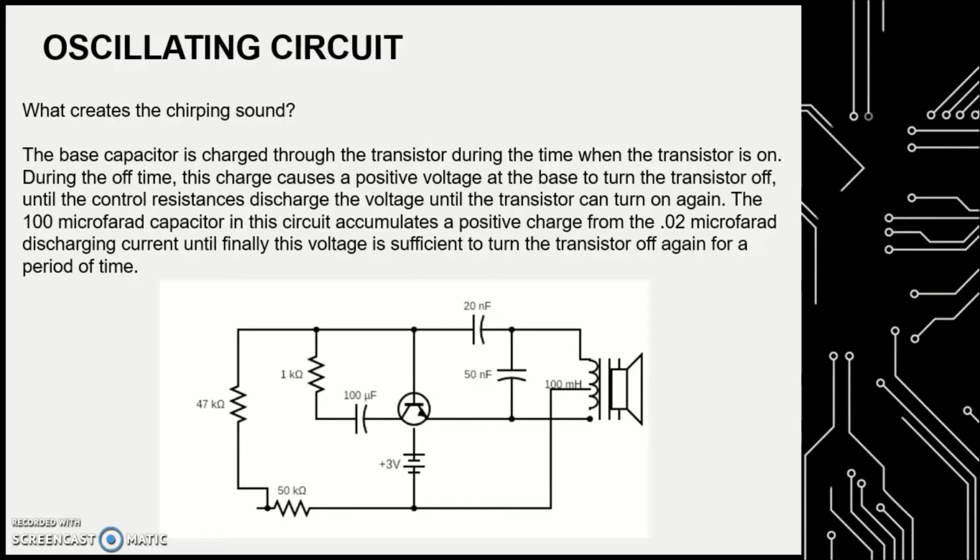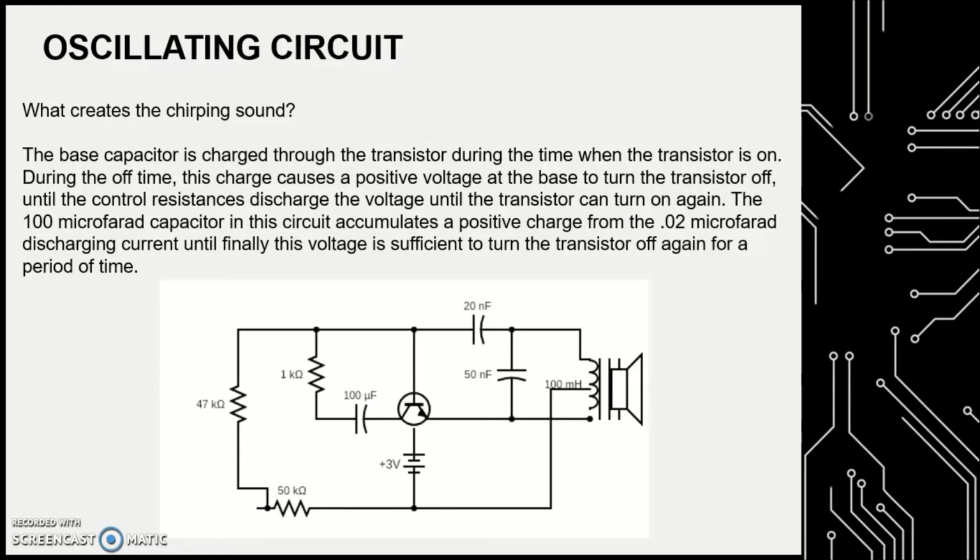So in this, the base capacitor is charged through the transistor during the time when the transistor is on. Like I said, it's working as a switch, so during the time it's on, it's charging that base capacitor. And then during the off time, this charge causes a positive voltage at the base to turn the transistor off until the control resistances discharge the voltage, and then the transistor can turn on again.